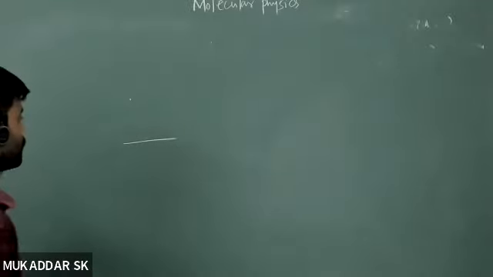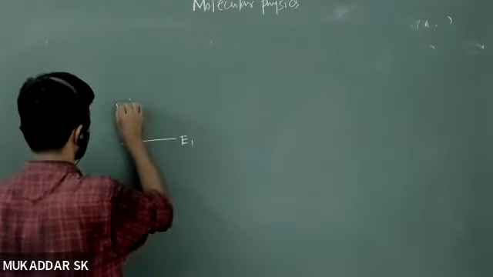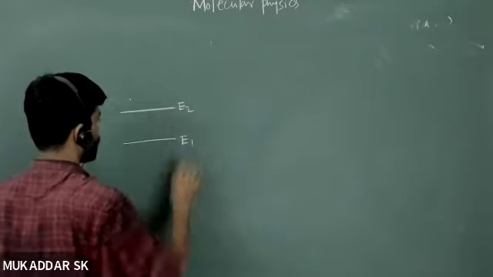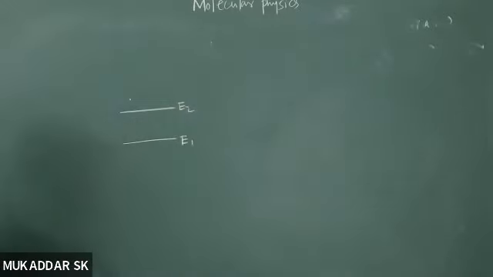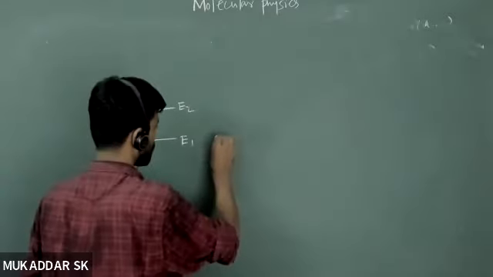So you have two levels, E1 and E2. This can be a rotational level or a vibrational level. Okay, this gap is basically how much? Delta E.